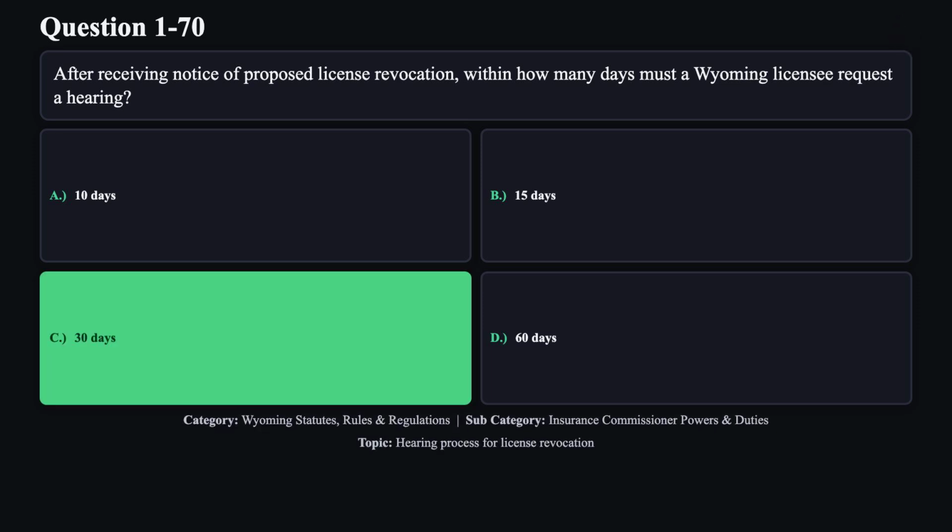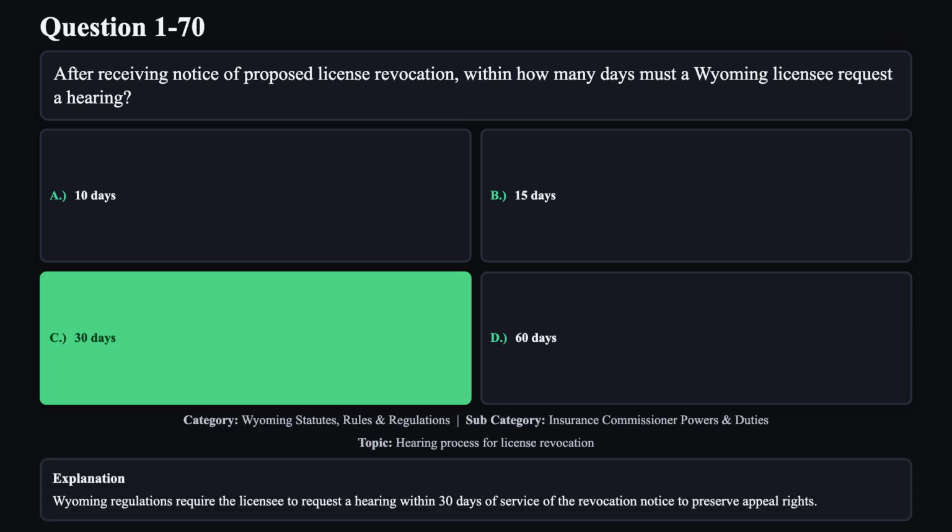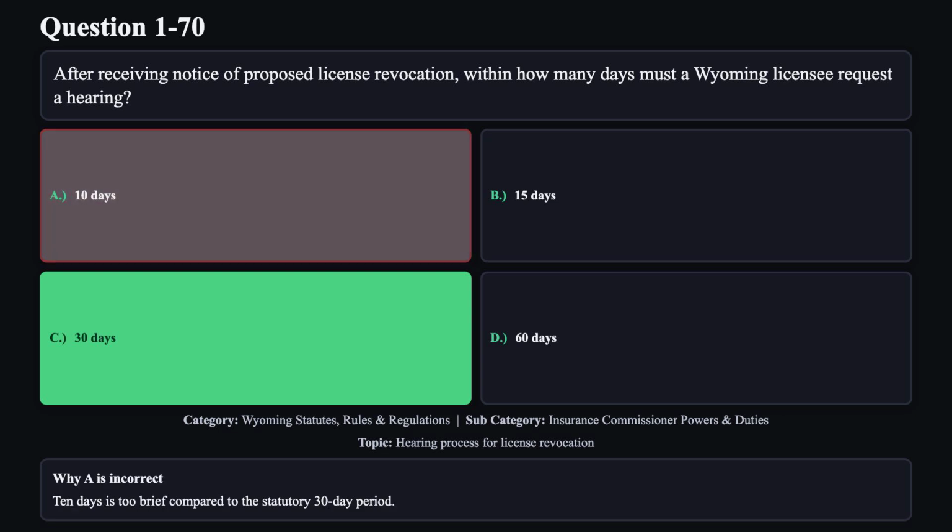The correct answer is C. Wyoming regulations require the licensee to request a hearing within 30 days of service of the revocation notice to preserve appeal rights. Reason A is not correct. 10 days is too brief compared to the statutory 30-day period.